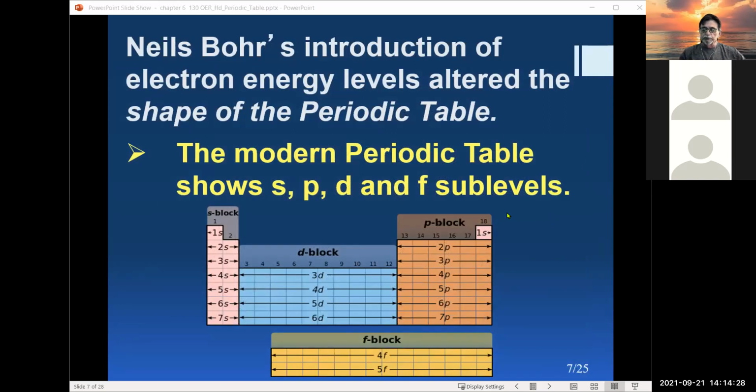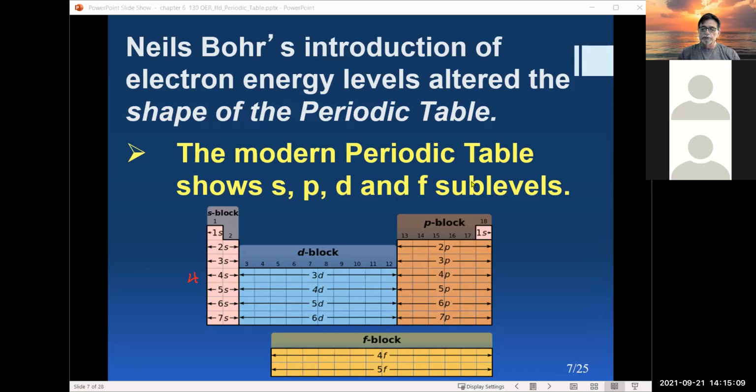Now, we talked earlier about Niels Bohr. He talked about the energy levels, okay? And so we have the block elements: the first two blocks are the S, the D block is given as follows, the P block and then the F block. You notice here, the D block, notice the number starts with 3. For those, remember you take 1 away from its energy level, which is the 4th, and that becomes the D block.